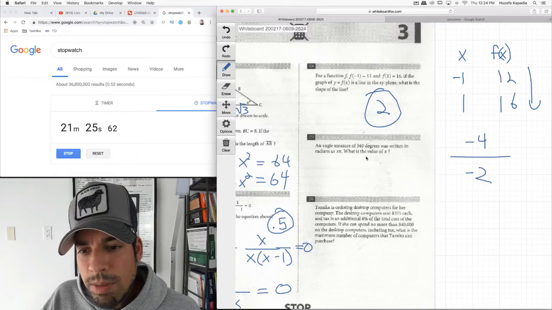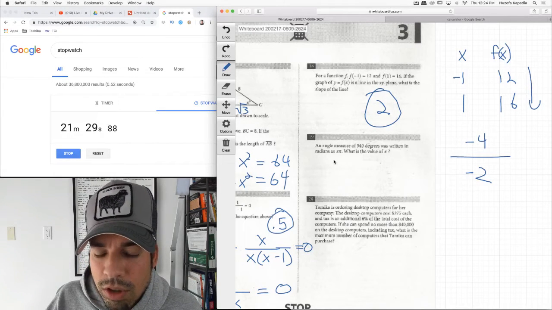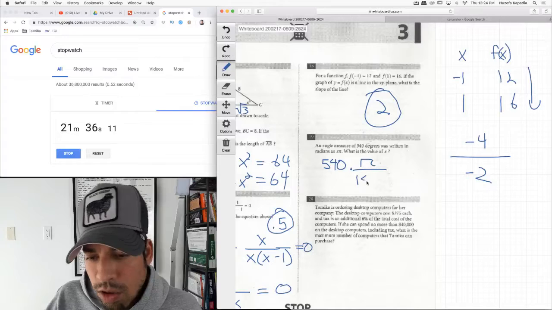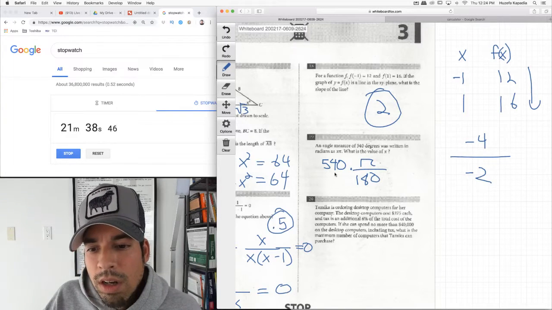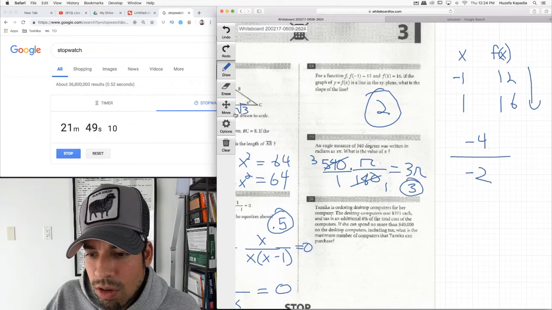No worries. An angle measures 540 degrees, written in radians as x pi. The way we convert degrees to radians is we multiply it by pi over 180 degrees. Then these can both be divided by 180. 180 goes in 3 times, so it becomes 3 pi. They want to know the x value in front of the pi, which is just 3. That one wasn't too bad.